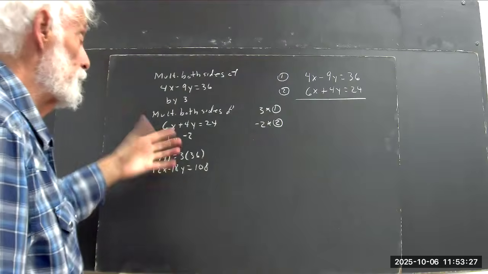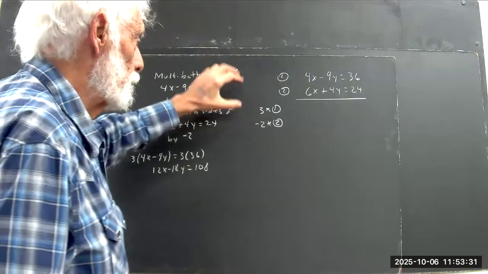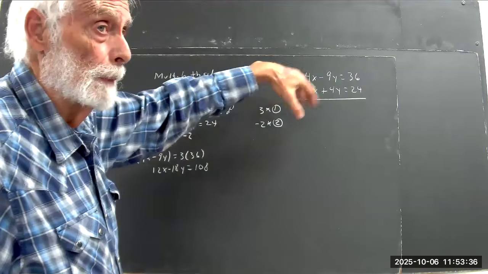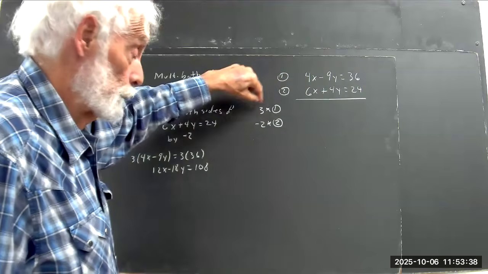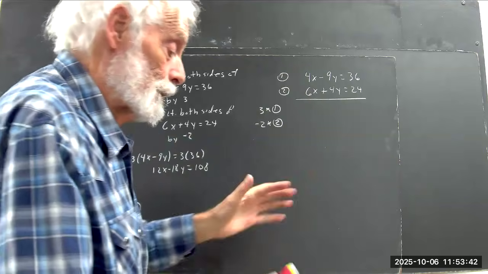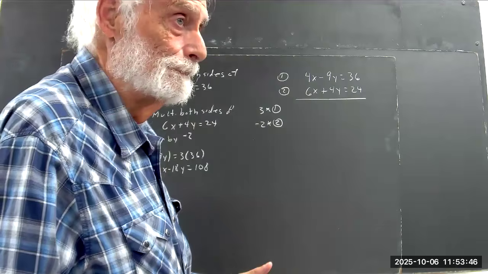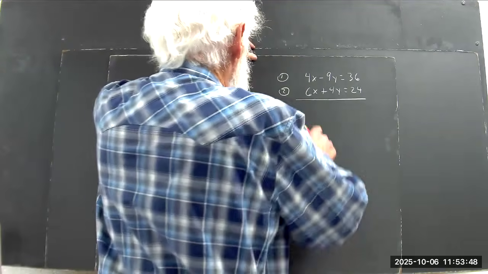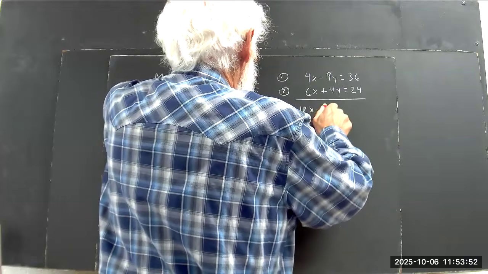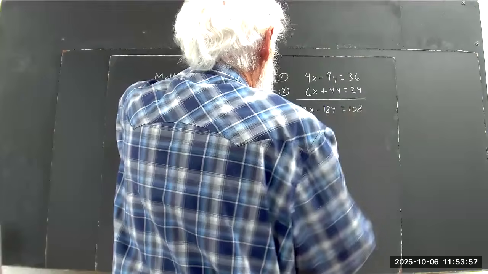Well, there's 3 times equation 1. I multiply 3 times equation 1, I mean, multiply 3 by both sides of the equation. I don't want to have to write out multiplying by both sides every time. We understand we're multiplying both sides and everything on both sides. If one side has 2 terms in it, we use the distributive law. So we get 12x minus 18y equals 108.